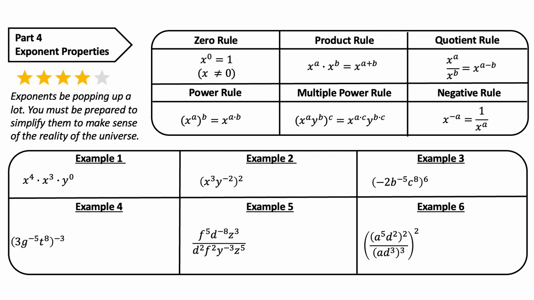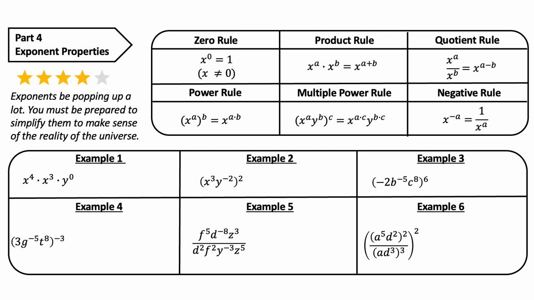In example 1, we have x to the 4th, x to the 3rd, and y to the 0. Anything that's raised to the 0 power is just equal to 1. Now, it does have the caveat that if y was 0, 0 to the 0th power is not 1, but we're going to assume that none of our variables are 0 for the remainder of this problem to make it nice and easy for us. So that y to the 0 just becomes 1, and now we're multiplying everything by 1, so that can really just go away.